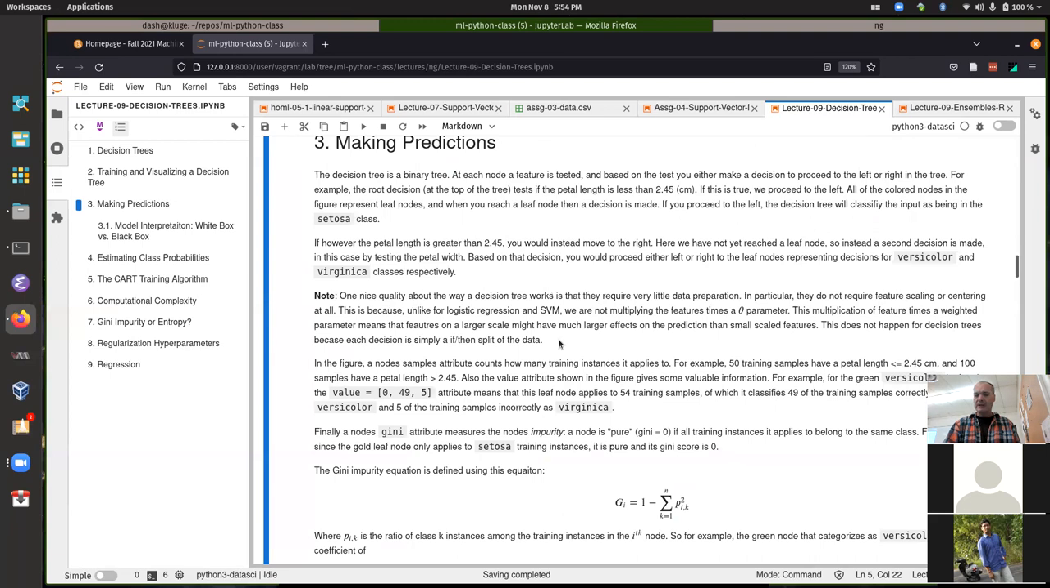Unlike support vector machines, which I probably should have emphasized when I talked about them, support vector machines and logistic regressions and linear regressions are sensitive to scaling. So you really need to scale your features, and also for k-nearest neighbors. One thing about decision trees is that they're not sensitive to having all the features be approximately the same scale. So you don't really have to worry about scaling if you're using a decision tree.